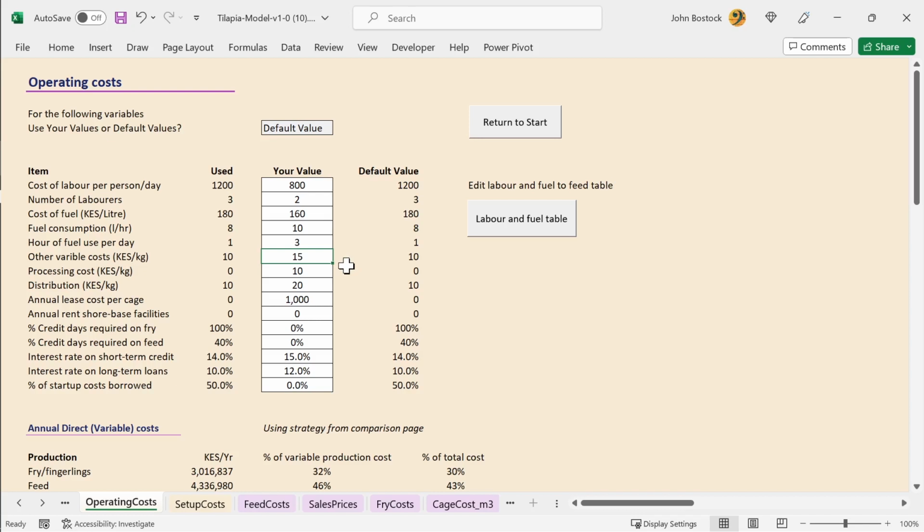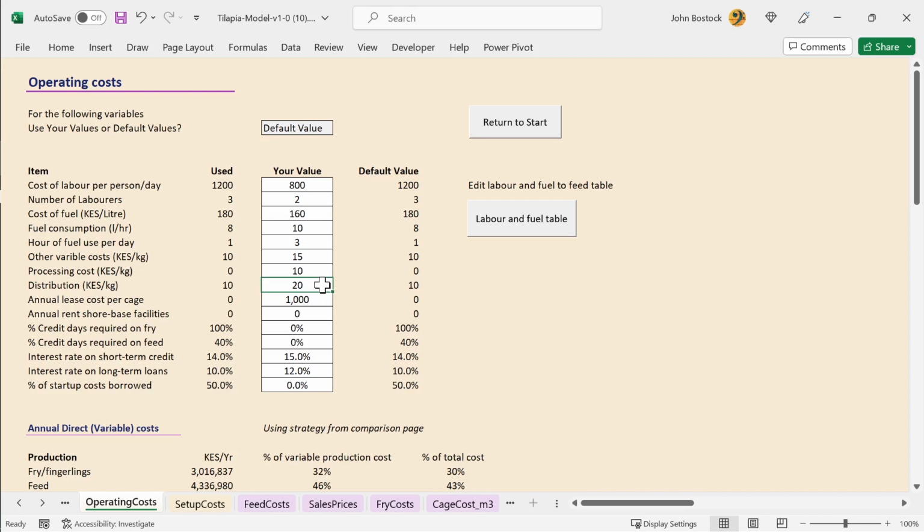As the purpose of this spreadsheet is to explore options for cage production, processing costs are not considered in any detail. However, you can include a figure in the operating costs table to represent these costs. Likewise, the cost of distributing fish to markets is likely to be highly variable depending on the farm, so a specific calculated figure can be included as a cost per kilogram.